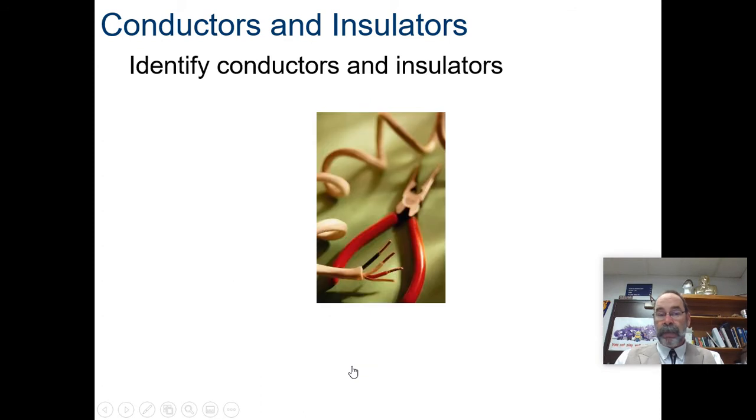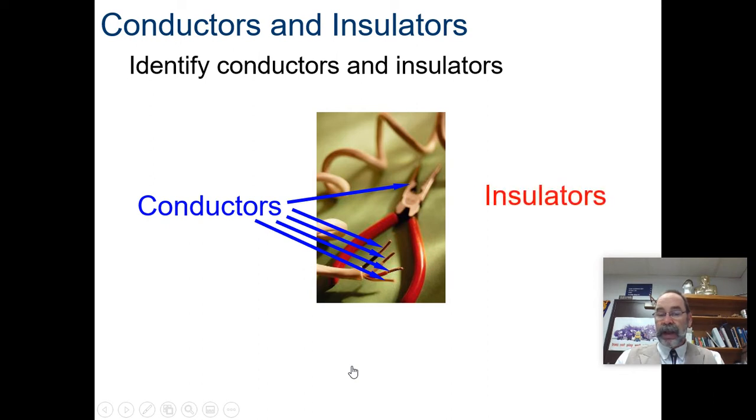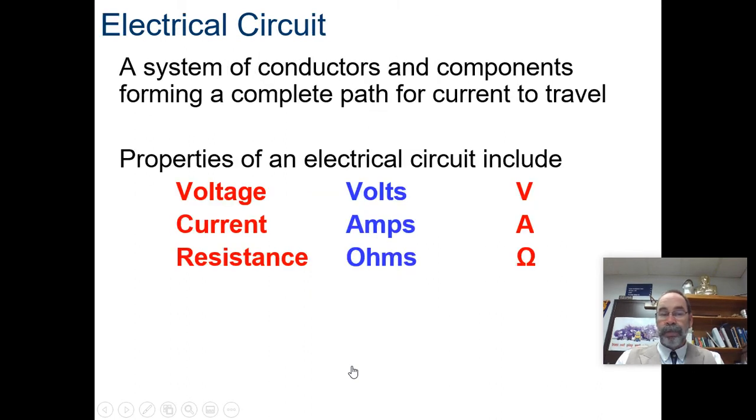So on this picture, can you identify the conductors? It's the metal portions that we have there on the pliers and then on the wires. The insulators are going to be the coating around the wires and the coating on the handle of the pliers there. Those are the insulators.